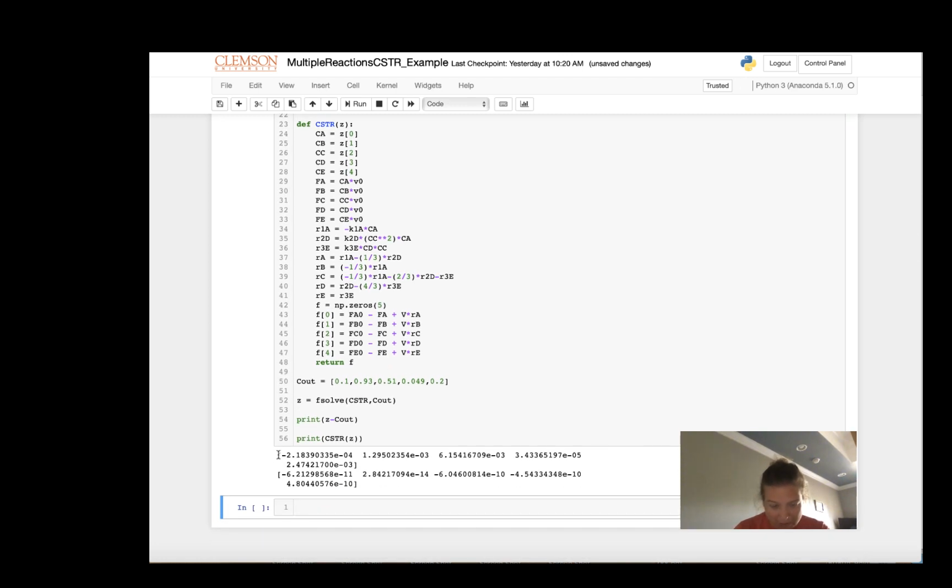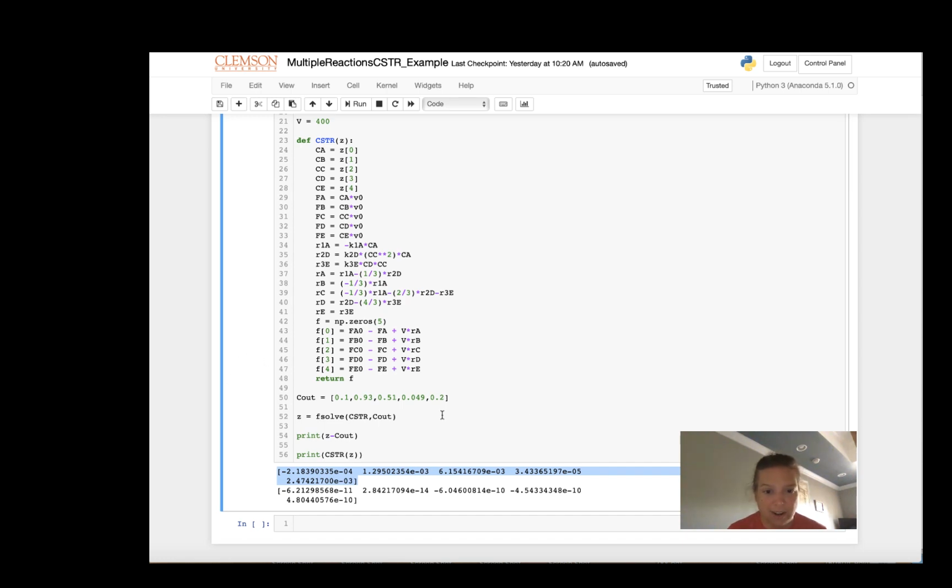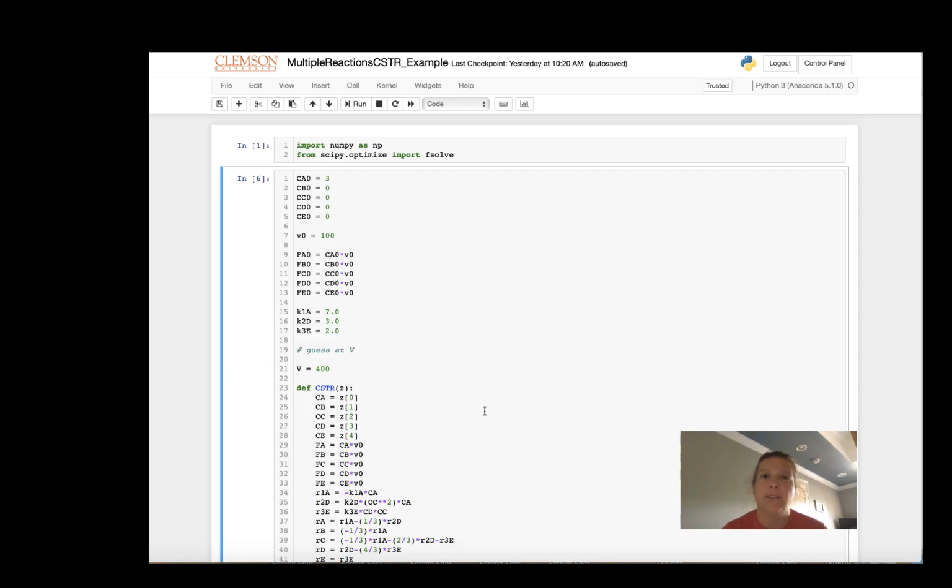So now if I look at the difference between the solution of my concentrations and my guess at what they should be, I get 0. That tells me that the volume is correct for the operating concentrations as defined here. So you can modify this template for other CSTR design problems involving multiple reactions.